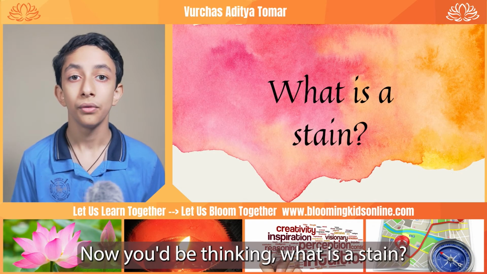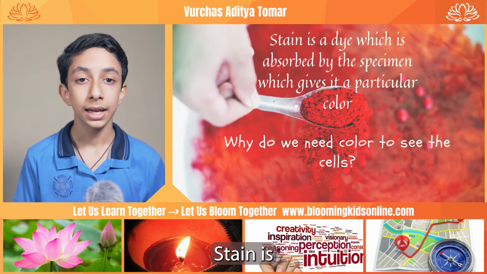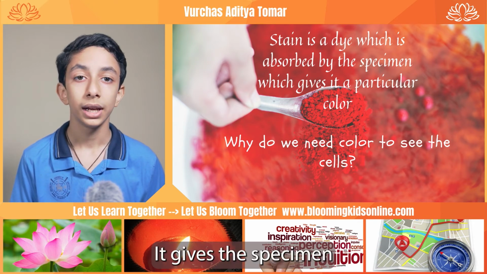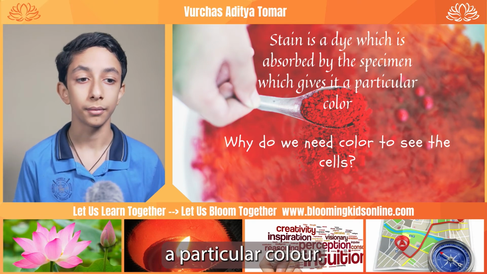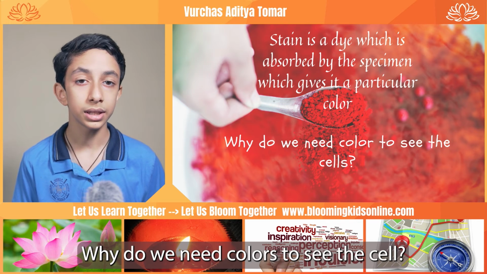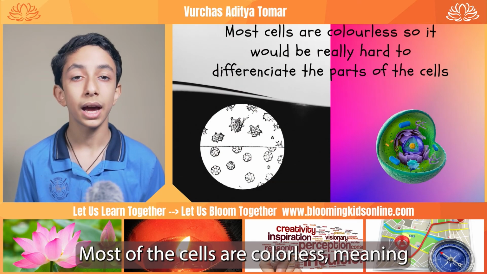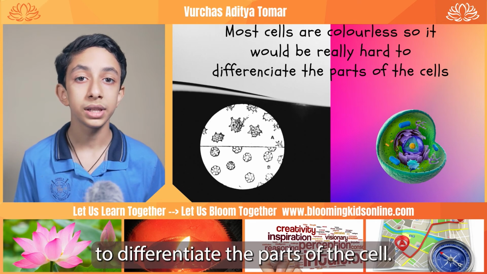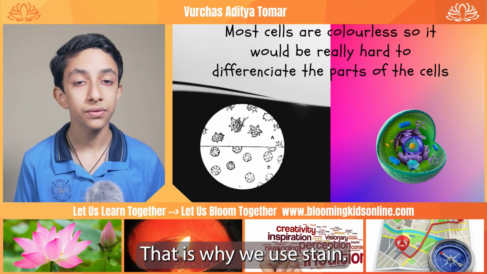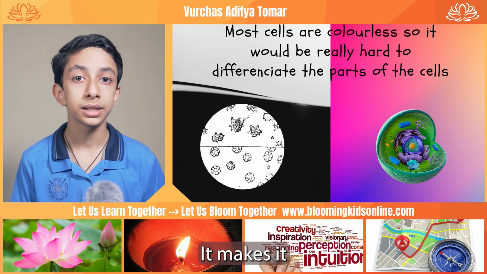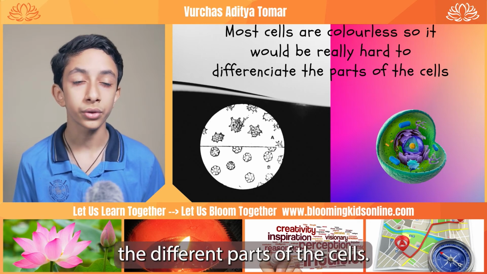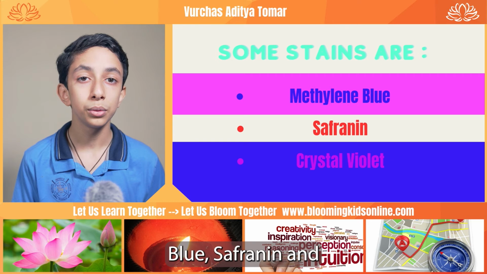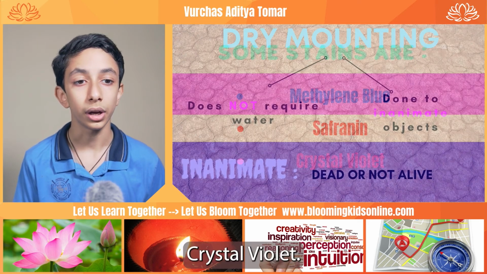Now you'll be thinking, what is a stain? A stain is a specific type of dye which is absorbed by the specimen. It gives the specimen a particular color. Why do we need colors to see the cell? Most cells are colorless, meaning they have no color. So it would be really hard to differentiate the parts of the cells. That is why we use stain. It makes it easier to locate the different parts of the cells. Some examples of stains are methylene blue, safranin, and crystal violet.